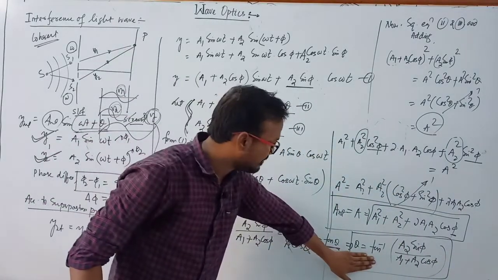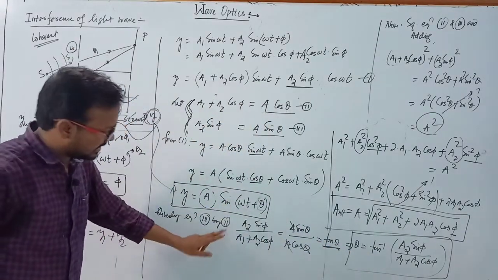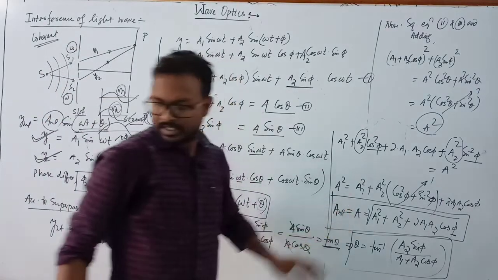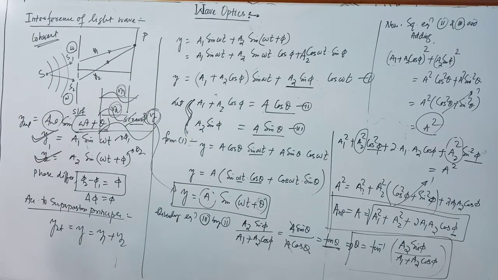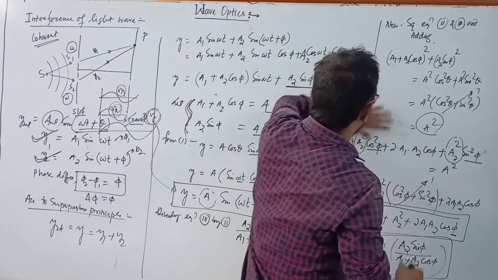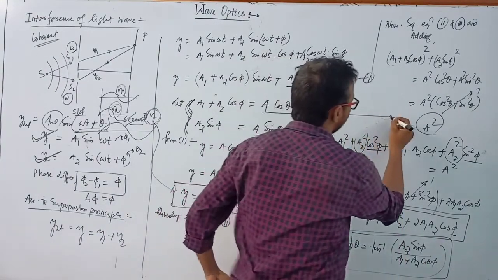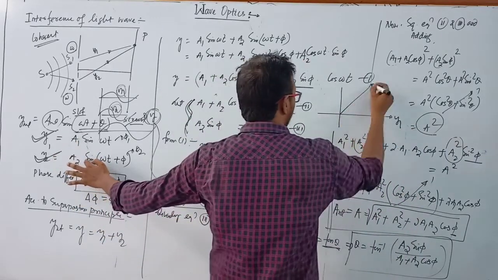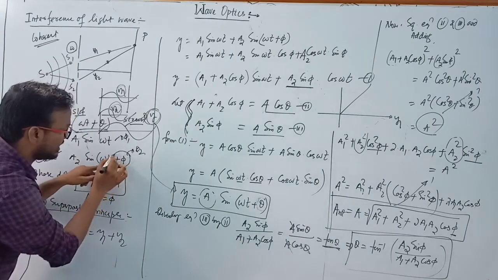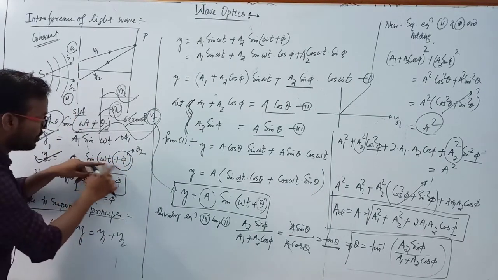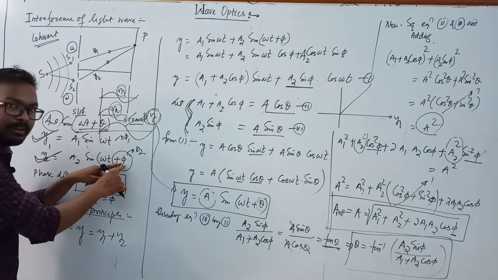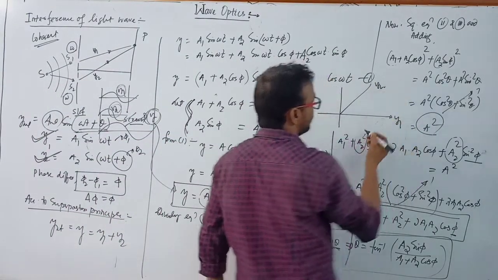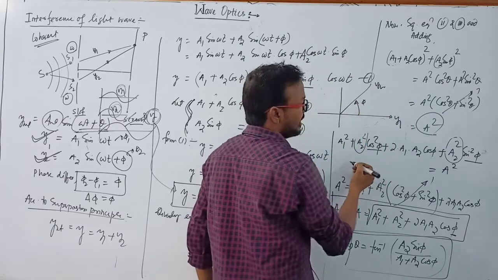Clear? Here we get theta, and this relation is A net. That means if you want to clearly understand, suppose you draw a diagram here: this is y1 and this is y2, because y2 has a phase difference of phi. That means y2 is moving with a phase angle of phi with y1. So this is y1 and this is y2, and the phase difference is phi.